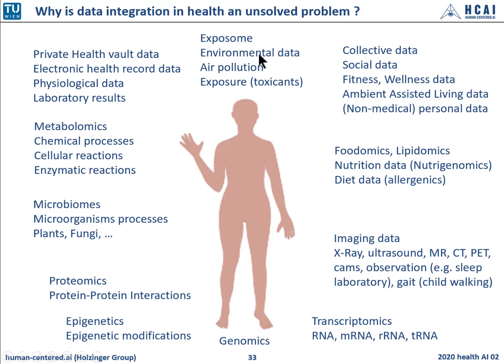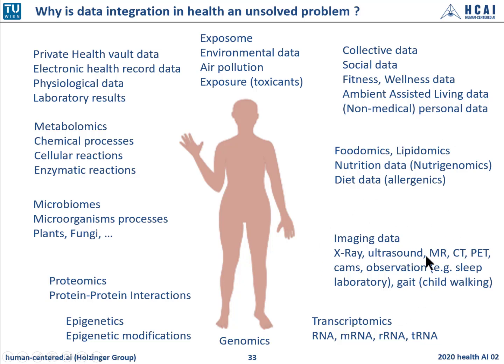This is all about environmental data, for example, air pollution, exposure to toxicants affecting a human body, which can be measured by sensors, for example. Then we have this collective data, social data, fitness, wellness, ambient assisted living, and so on. Then foodomics, lipidomics, we will see omics a little bit later on.